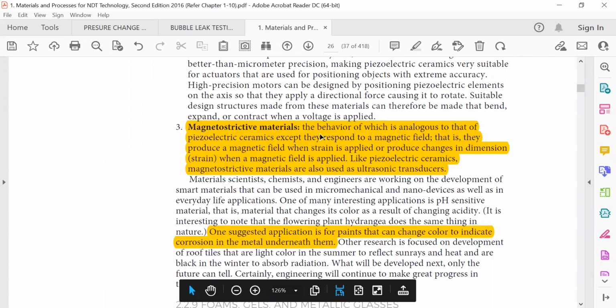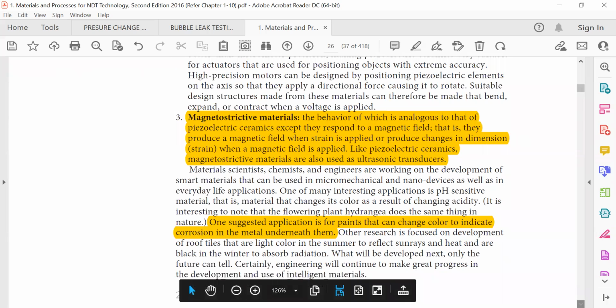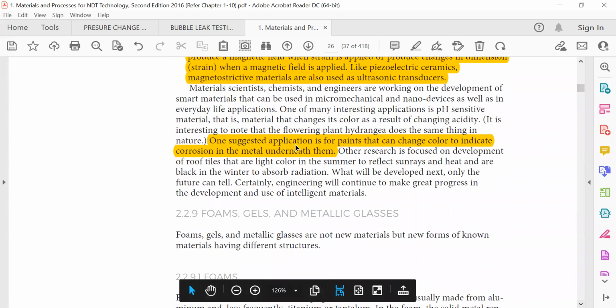Magnetostrictive materials behave analogously to piezoelectric ceramics, except they respond to a magnetic field. That is, they produce a magnetic field when strain is applied, or produce a change in dimension, a strain, when a magnetic field is applied. Like piezoelectric ceramics, magnetostrictive materials are also used for ultrasonic transducers. One suggested application is for paints that can change color to indicate corrosion in the metal underneath them.